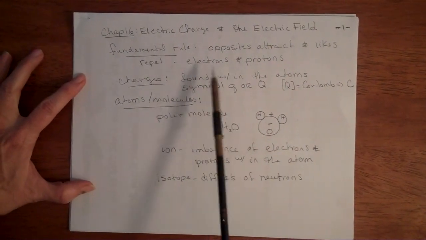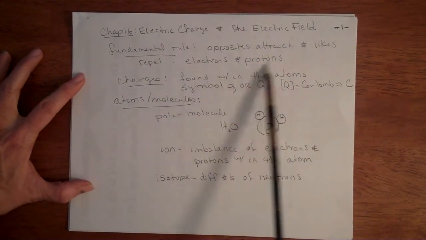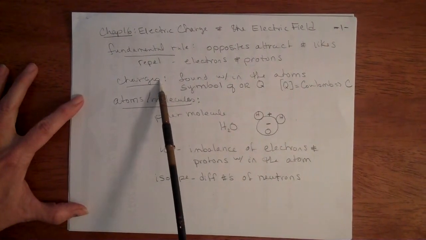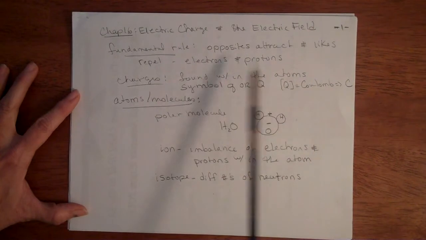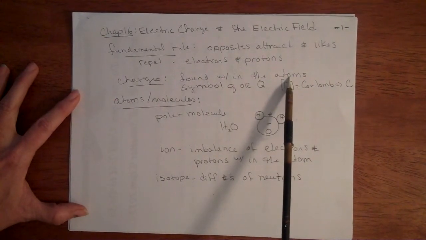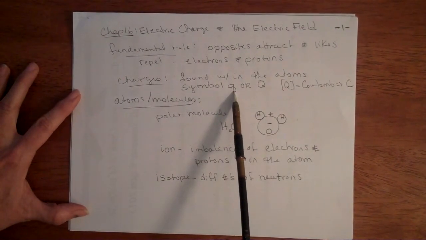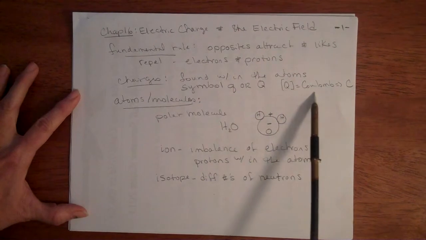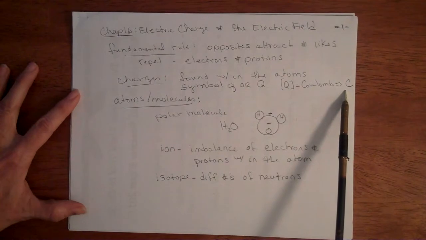And when we're talking about opposites and likes, what are we talking about? Well, we're talking about electrons and protons, which are the building blocks of all matter. So charges, which are electrons and protons, are found within the atoms. The protons are found within the nucleus of the atom, and the electrons are found orbiting outside of the nucleus. The symbol for charge is Q, and you can use either a lowercase q or an uppercase Q. Q has units of coulombs, which is a new unit for us in the metric system, and we'll abbreviate it capital C.